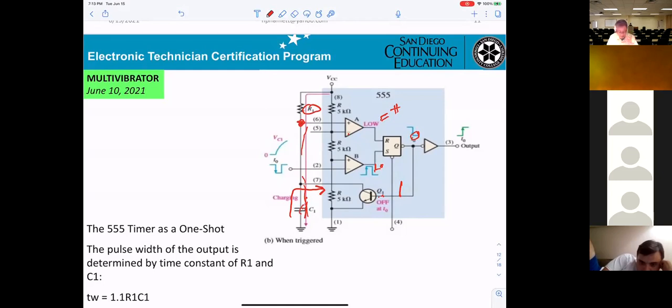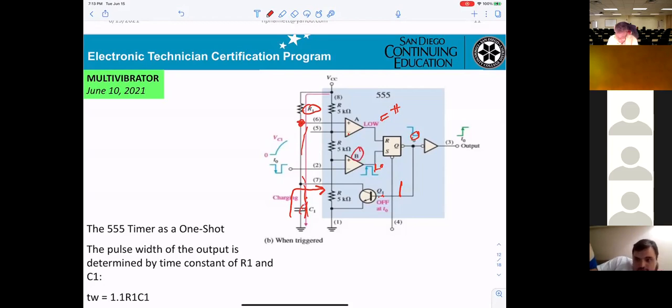Yes, the comparator B output is 0. How is the output 0 for comparator B? I understand output is 1 for comparator A, but how does the output of comparator B become 0?